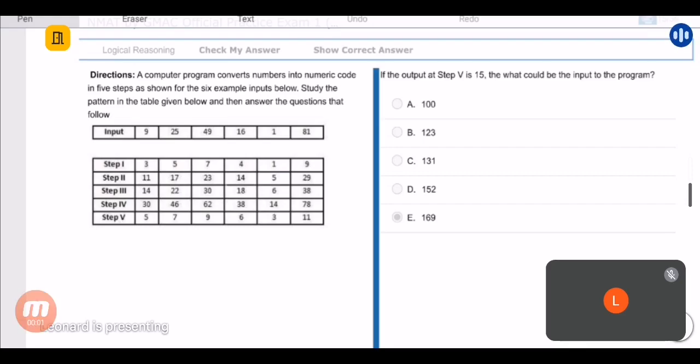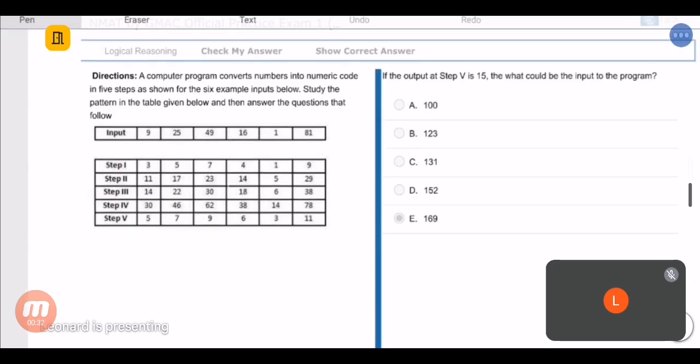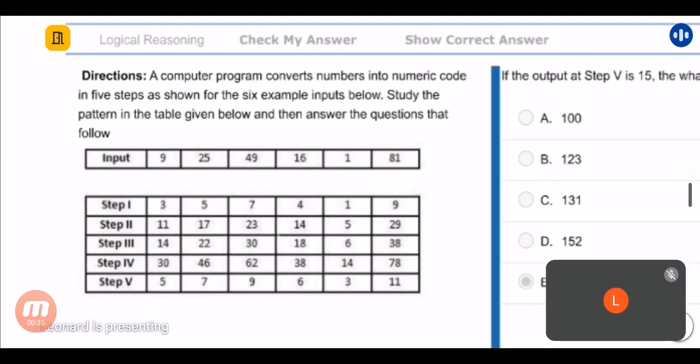Okay, cool. Let's begin. So we are looking at logic for the NMAT, and this is the sample logic from previous years, as far back as 2019. This type of question has been there, and each time they vary it. So the key thing here is to think as fast as possible to find patterns. That's all.